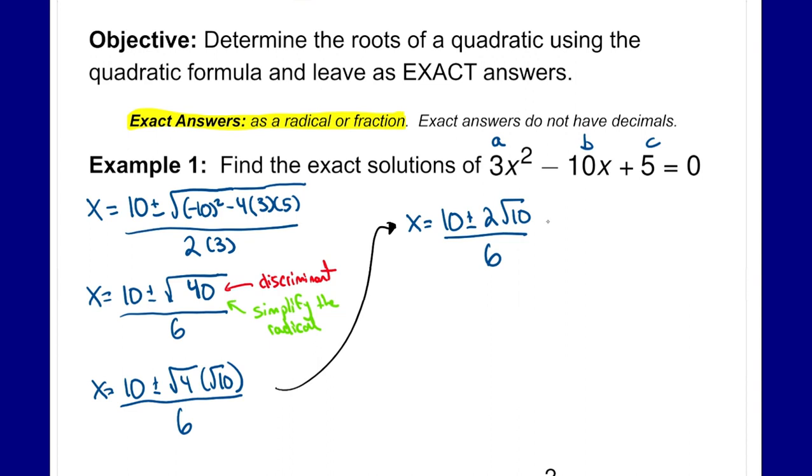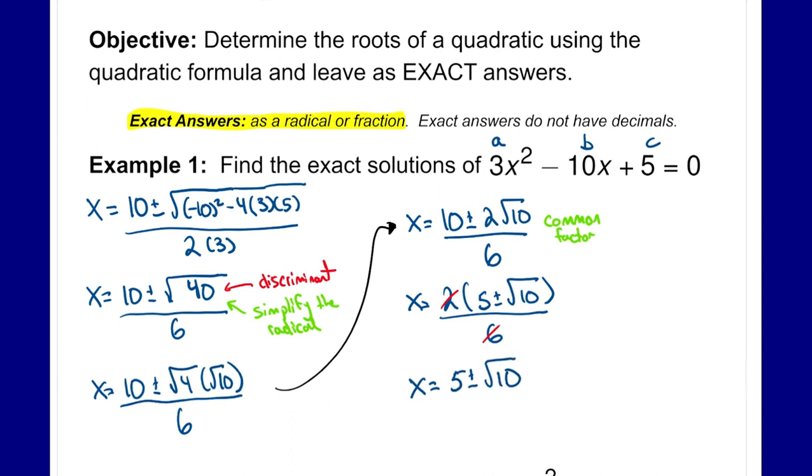Here, we can actually common factor the numerator. I can take a common factor of 2 out. So 5 plus or minus the square root of 10 divided by 6. And I can simplify a little bit by canceling out the factor. So I have 5 plus or minus square root 10 divided by 3. Because if I'm multiplying by 2 and dividing by 6, that's the same thing as I can just divide by 3 instead.